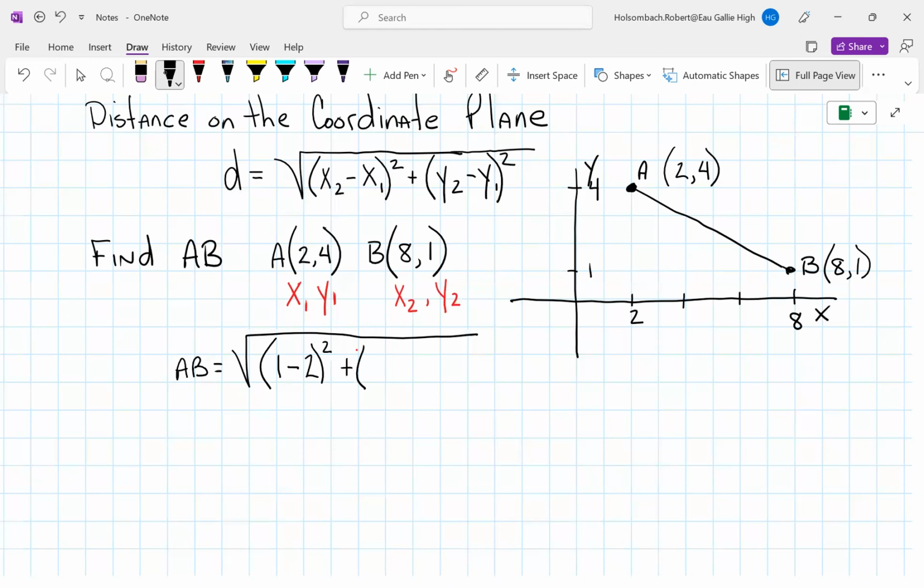I just messed that up, didn't I? X sub 1. It should be 8. Yeah, it should be 8 minus 2. So let me fix that. My apologies. 8 minus 2 squared plus our Y sub 2 is 1 minus our Y sub 1, which is 4 squared.